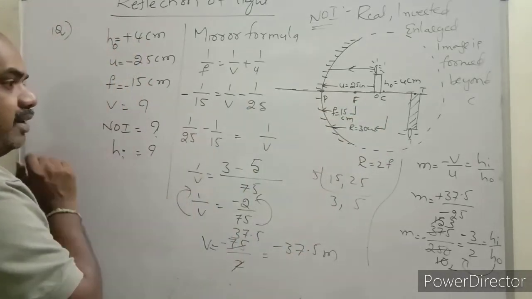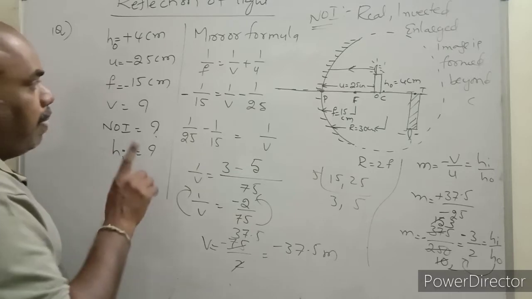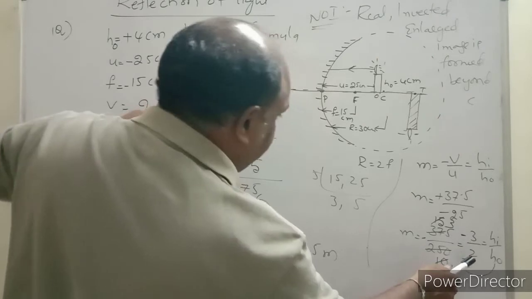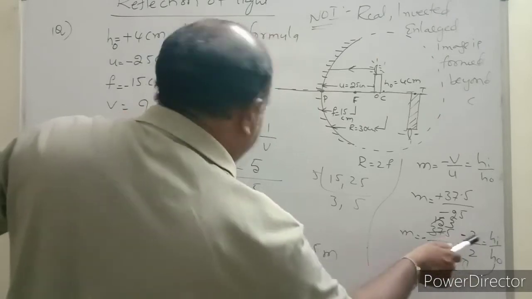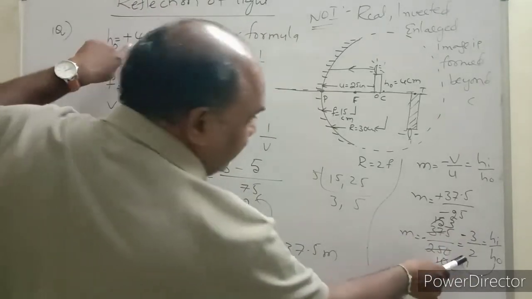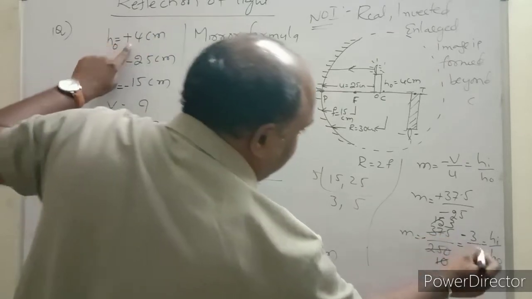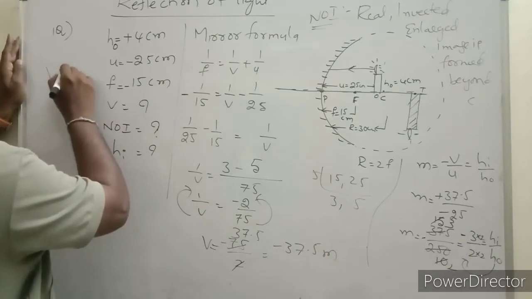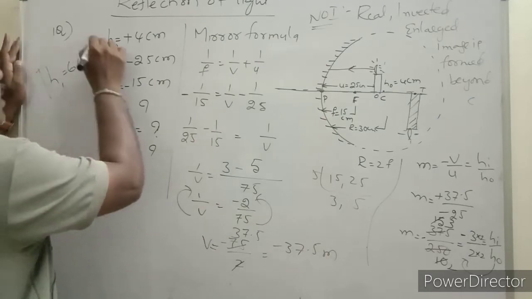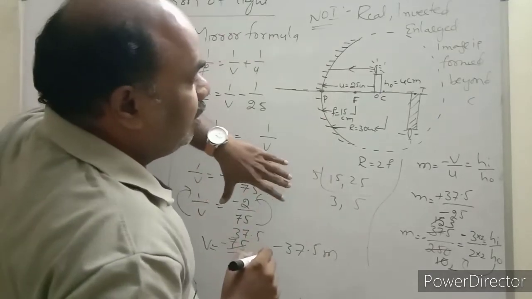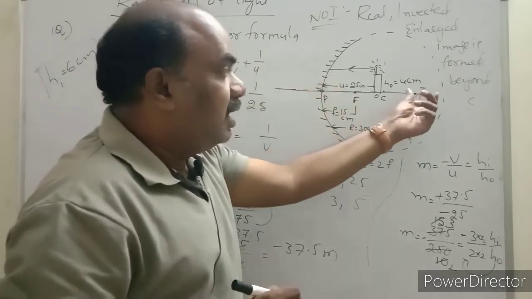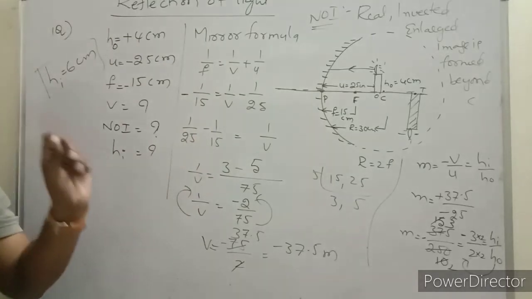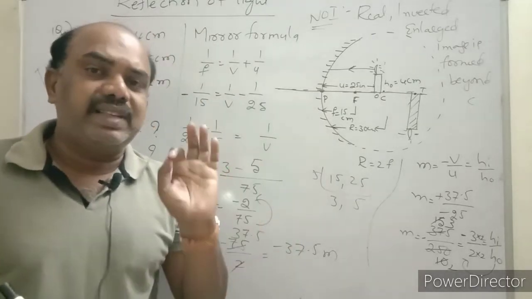Image nature and height we have to find. What is the relation between object height and image height? If object height is 2, image height is 3. Here object height is 4, so the image height will be 6 centimeter. If you substitute in the mirror formula after sign convention, you will get a real, inverted, enlarged image. Very, very important problem. Before substituting, you need to do sign convention.